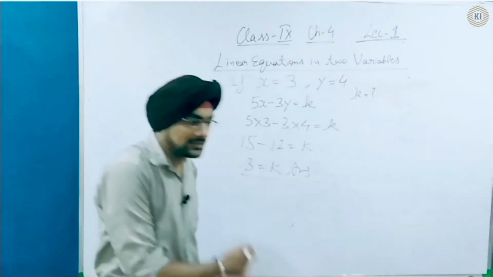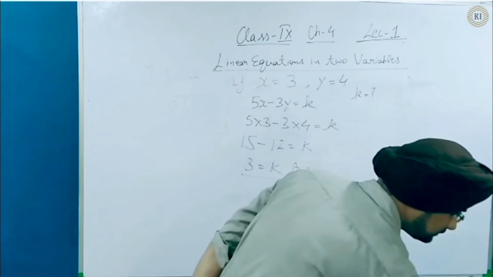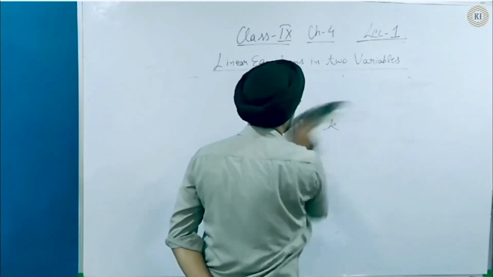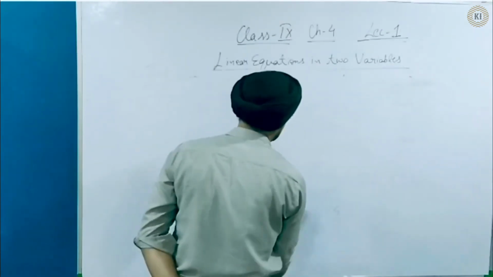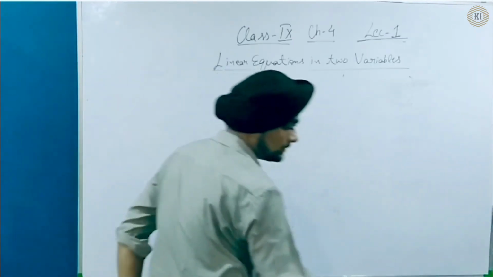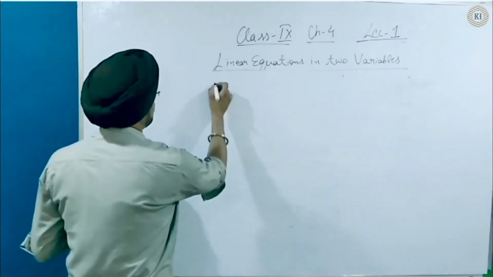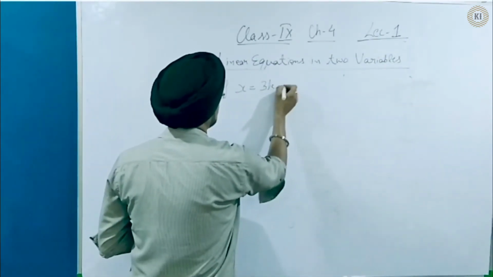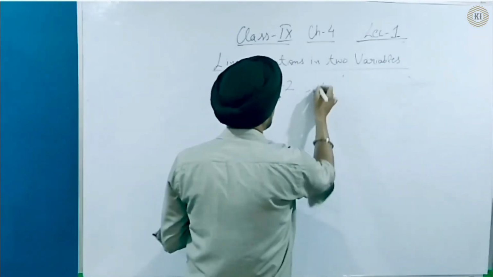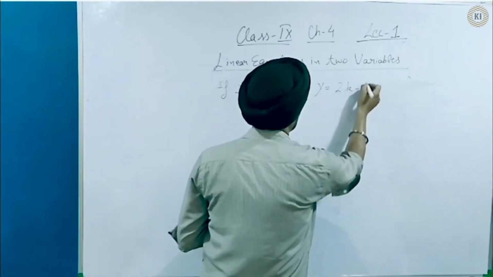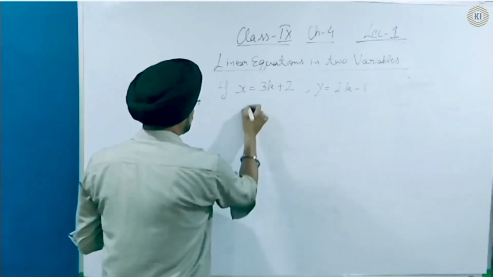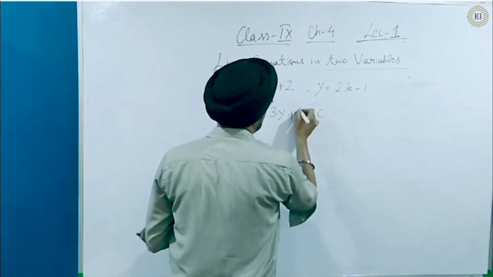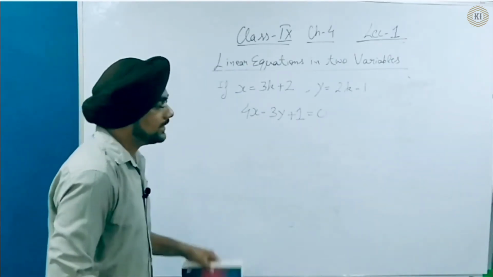One more example we discuss here. If x is equal to 3k plus 2 and y is equal to 2k minus 1 is a solution of the equation 4x minus 3y plus 1 is equal to 0, we have to calculate the value of k.